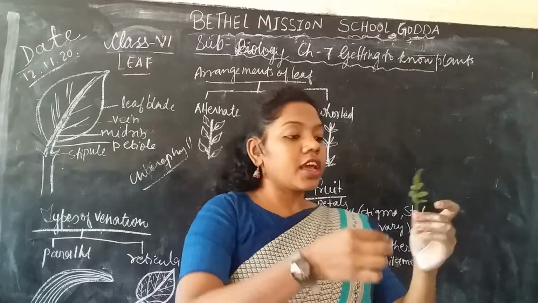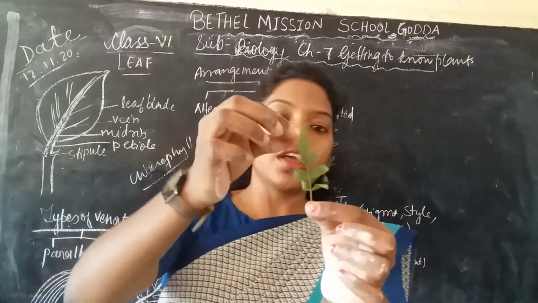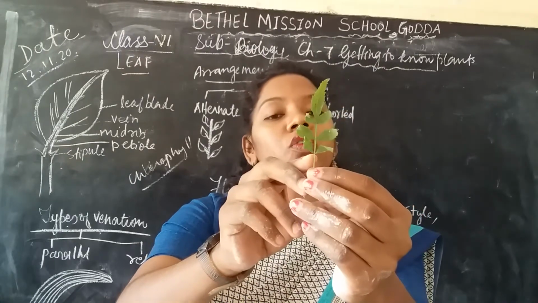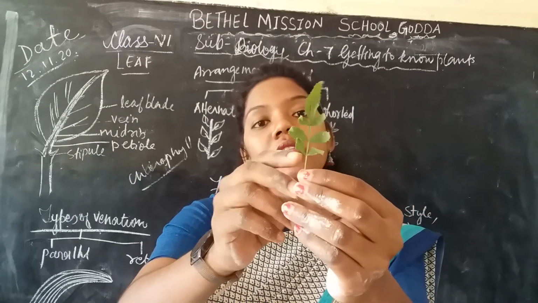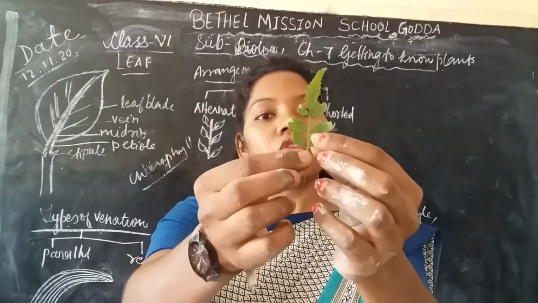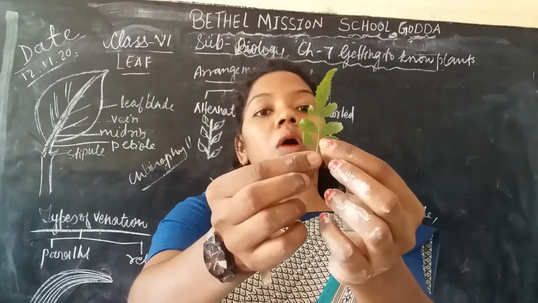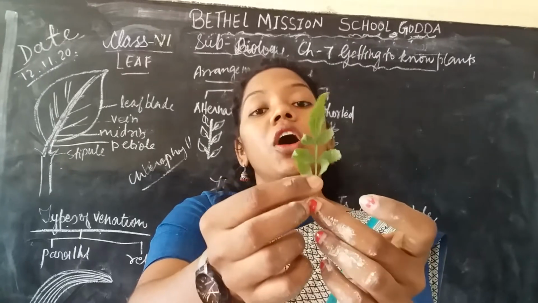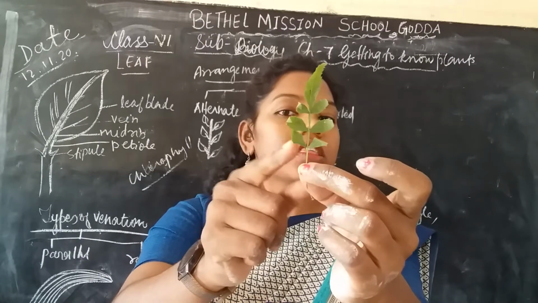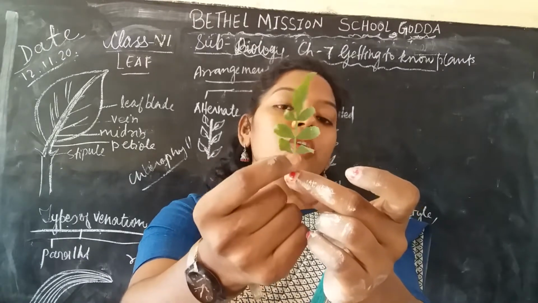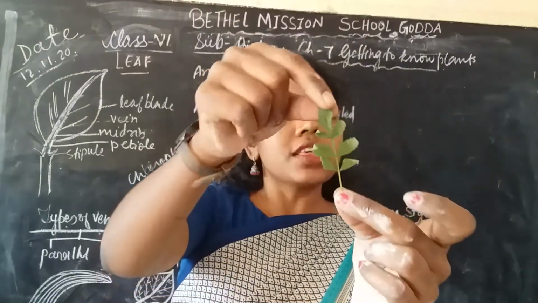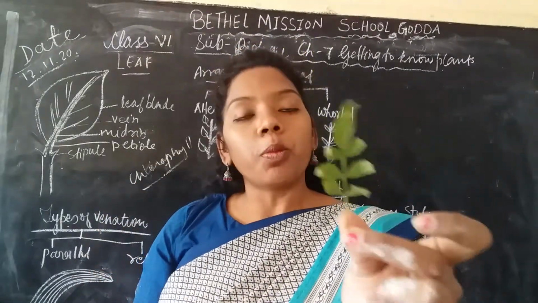So here I have the leaf. You can see from the same node, two leaves have come out in opposite directions. You can see it clearly. From the same node, two different leaves have come out in opposite directions, one on the right side and one on the left side. So this type of arrangement is called the opposite arrangement.